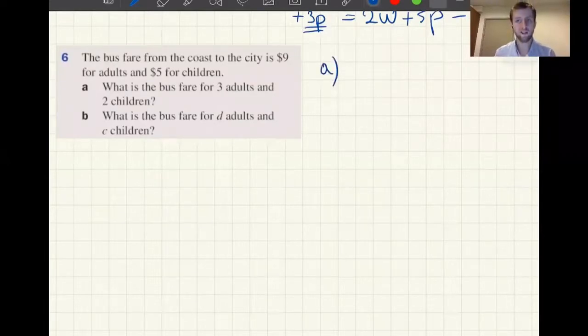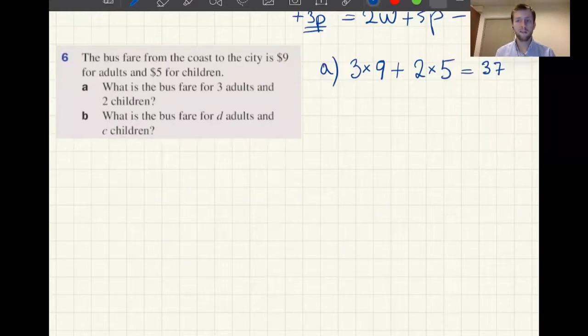A, an easy part. $9 for adults and $5 for children. So 3 adults and 2 children. So 3 times 9 plus 2 times 5. It's pretty easy to find, right? It's 27 plus 10 equals 37.